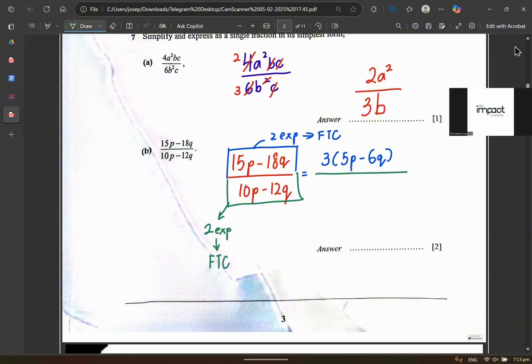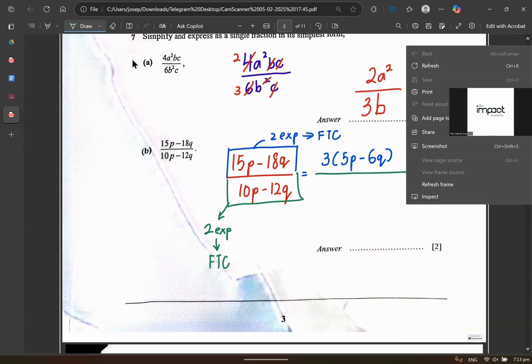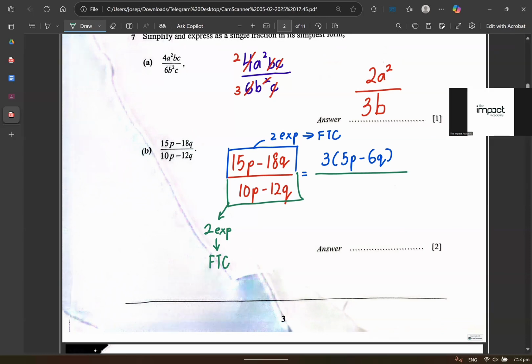Okay, so then, of course, what happens now is that you're going to take out what is common. 10p minus 12q, what is common? 2 is common. Very good. So you take out 2 first, right? And what are you left with? 5p minus away 6q.